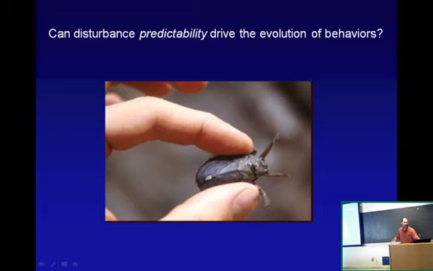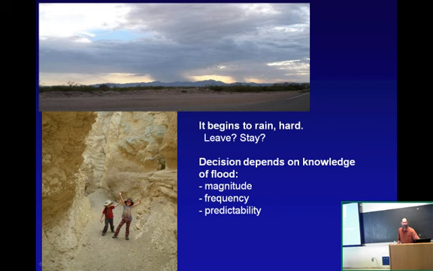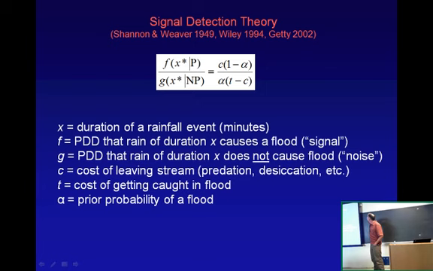Well, it turns out that these different decisions that one might make in order to process the information that you're getting from the environment is nicely encapsulated by this body of theory. This is signal detection theory. And this goes back to Shannon and Weaver's work in the 40s on optimal sending of signals over telephone wires. So essentially, what you have is you're balancing a signal-to-noise ratio.